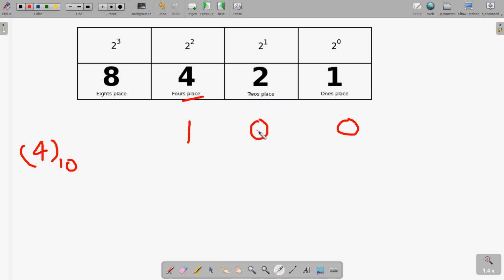Again here also, the place is 2 to the power 1, so that is 2. So 2 multiplied by 0 is 0. Only 1, that is we are writing here 1 because here the position is 2 to the power 2 and the value is 4 here. That is why I have kept 1 only and the remaining 2 are 0.